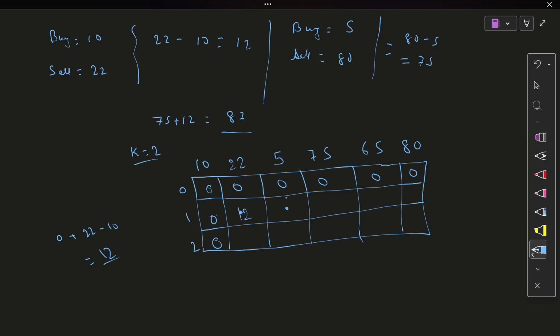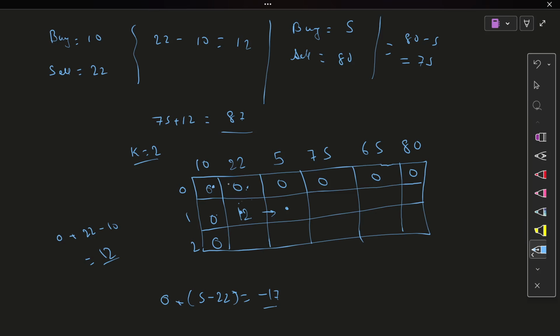Here I have to find the maximum profit. Suppose here we got the maximum profit for one transaction. This may be the answer, or 0 transactions completed plus one transaction. While doing 0 transactions we got profit 0, plus one transaction 5 minus 22, which is minus 17. So 12 and minus 17.